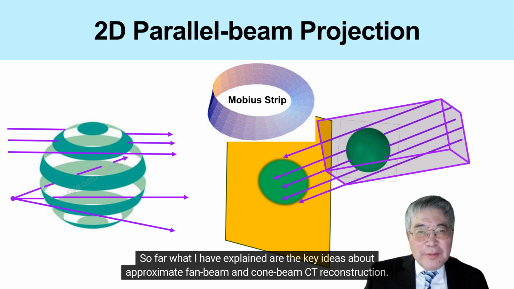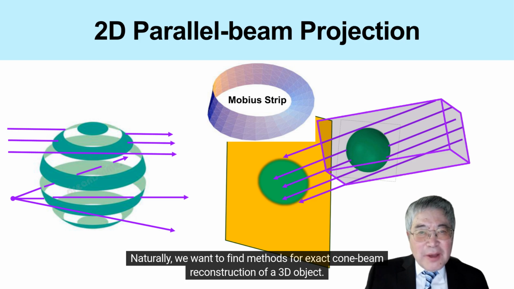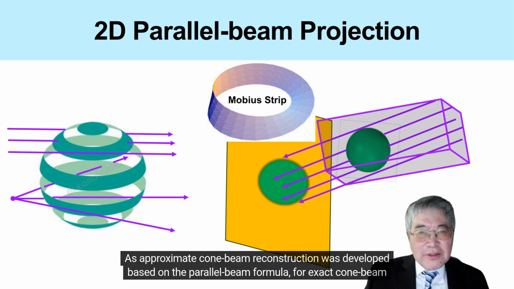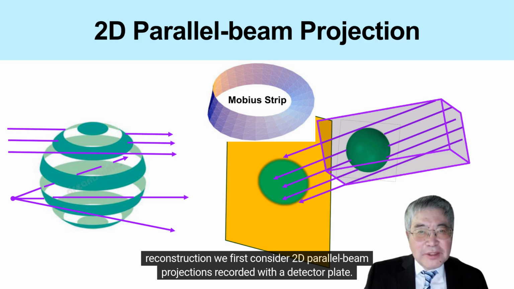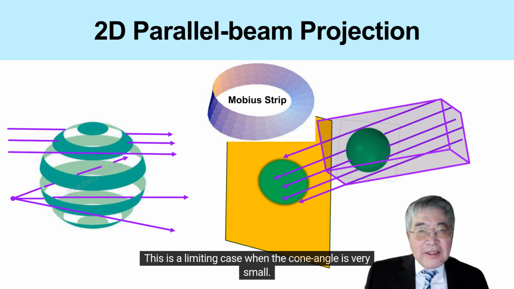So far, what I have explained are the key ideas about approximate fan beam and cone beam CT reconstruction. Naturally, we want to find methods for exact cone beam reconstruction of a 3D object. As approximate cone beam reconstruction was developed based on the parallel beam formula, for exact cone beam reconstruction, we first consider 2D parallel beam projections recorded with a detector plate. This is a limiting case when the cone angle is very small.